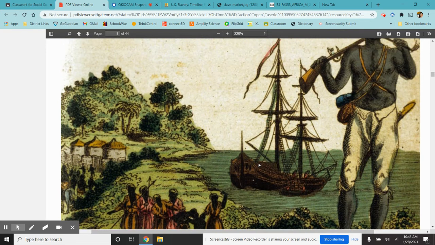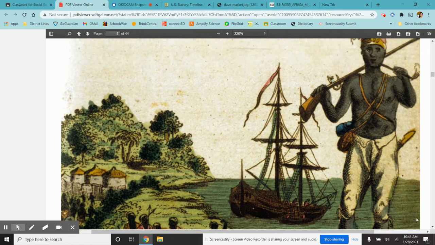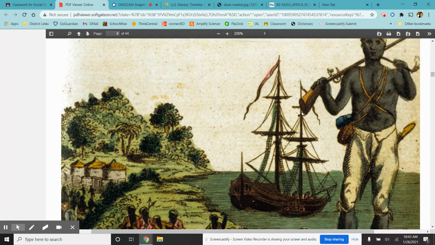So find your images. And what is the person to the right holding in his hand? Give evidence to support. So what does he have, right? He has a gun. He's smoking his pipe. We probably know he got his gun from a European. What do you think the people to the left are doing?